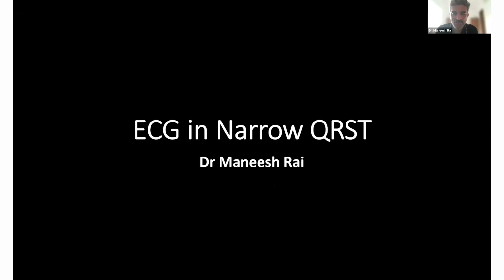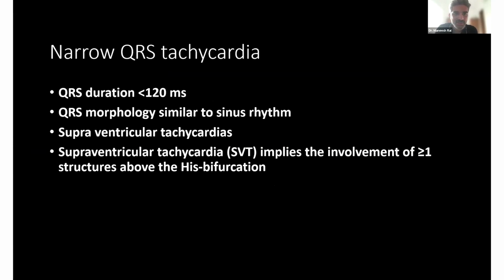Good morning, everybody. So I am dealing with a very basic but essential topic necessary for all DM candidates. This is about ECG in narrow QRS tachycardia. When we talk about narrow QRS tachycardia, it generally means tachycardia with a QRS duration less than 120 milliseconds. And the morphology is similar to sinus rhythm because most of these tachycardias originate above the bundle of His. So they look like sinus beats.